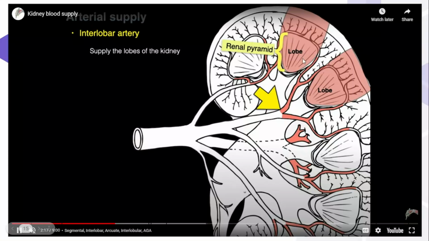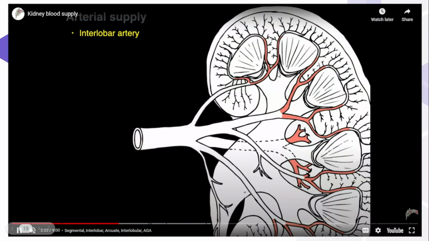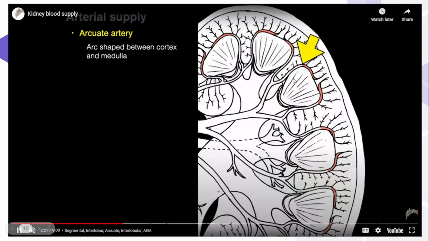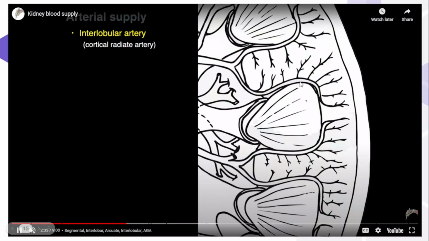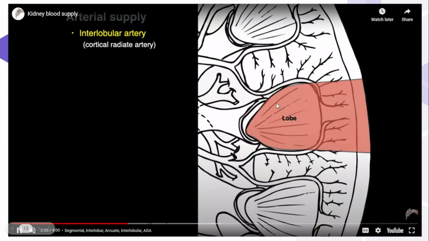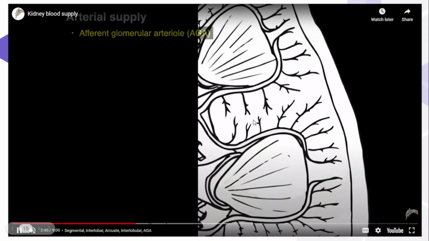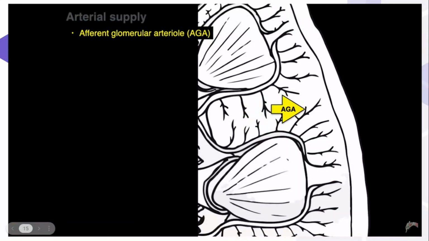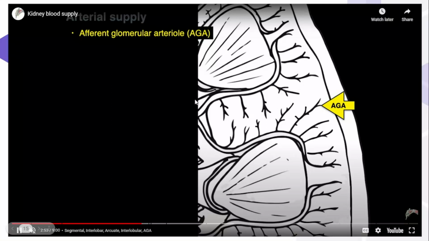This is the renal pyramid, the renal cortex, and these are the papillae. This is the arcuate artery, the arc-shaped structure. Then the interlobular artery, then the cortical radiate artery. This is the interlobular artery and the cortical radiate artery. Then it comes into the afferent glomerular arteriole.